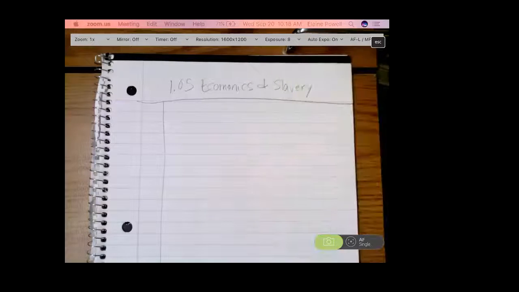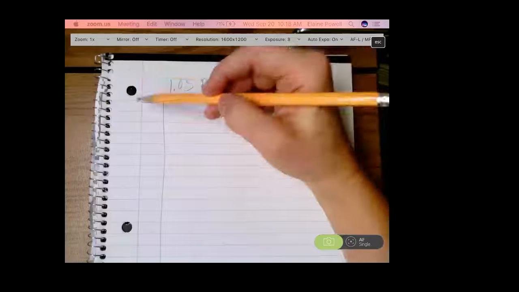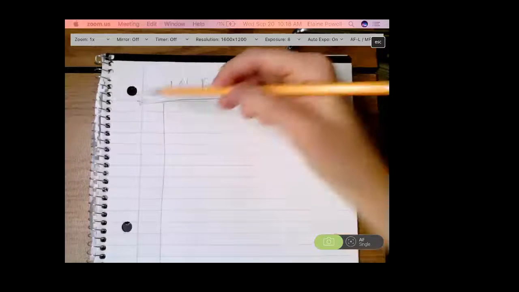Slavery. Right. So now we have the number of the lesson. We know what lesson it is. We also have the title of the lesson. That tells us where to go. Okay, perfect, good job. Now, I did something on this side of the notes as well.